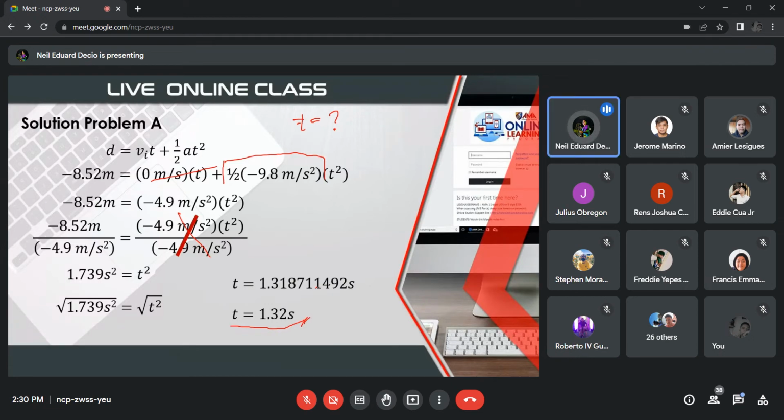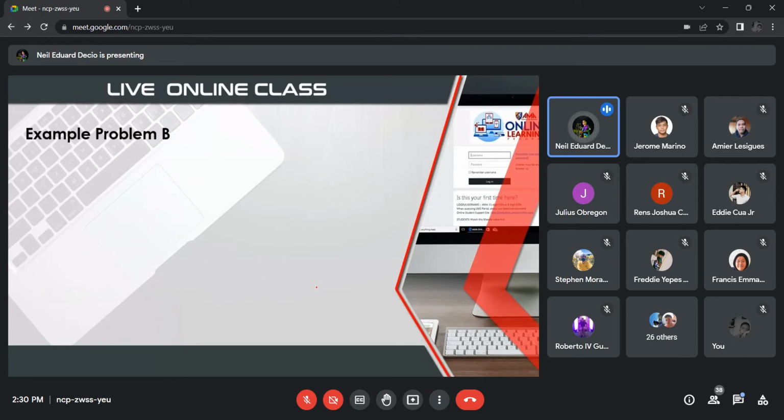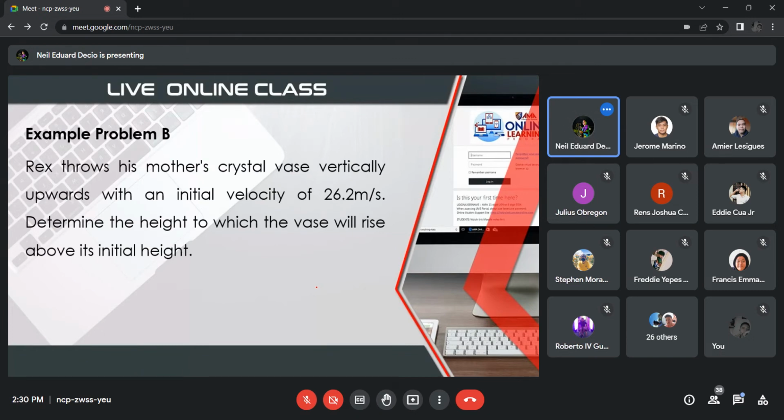So I think I still have another example for this. Let's have example problem B. The problem states that Rex throws his mother's crystal vase vertically upwards with an initial velocity of 26.2 meters per second. Determine the height to which the vase will rise above its initial height.